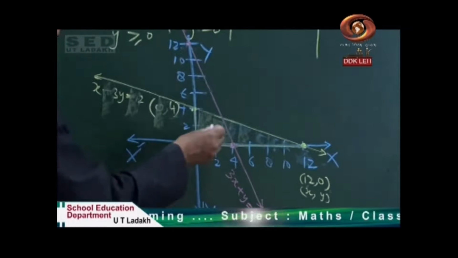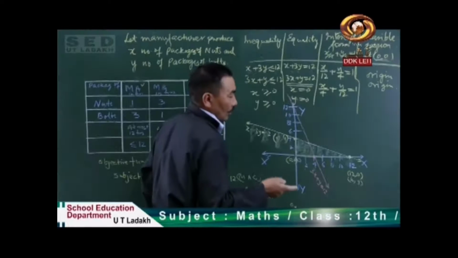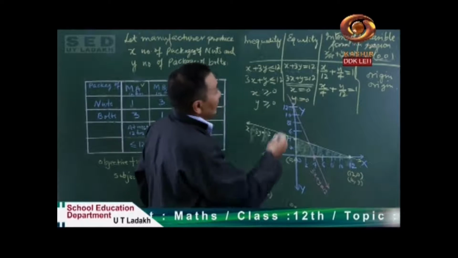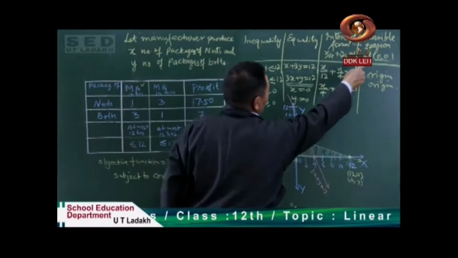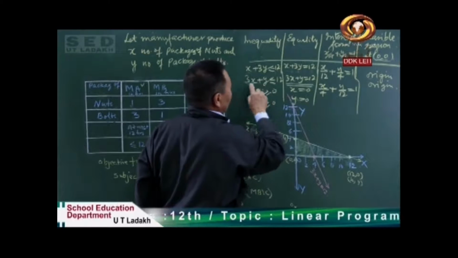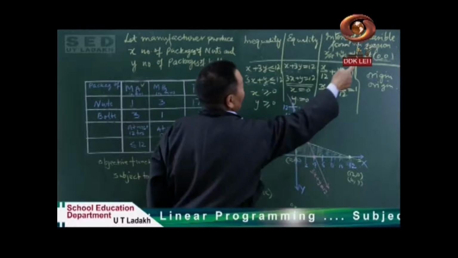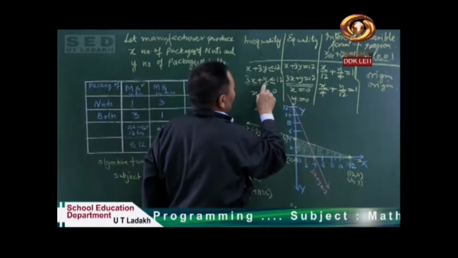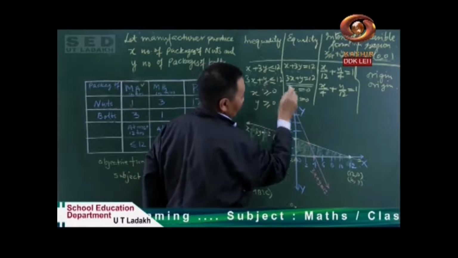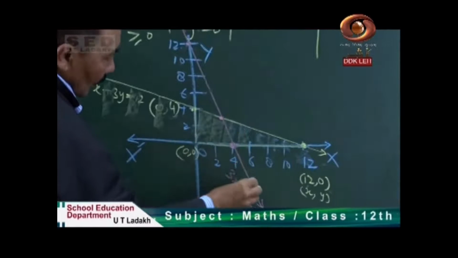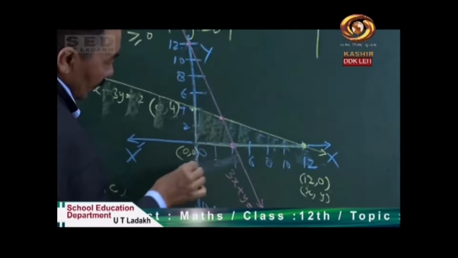So these two lines intersect here. We have to find out that point. If we use this 0, 0 here, then it will again be true. 3 into 0 plus 0 will become 0, 0 less than 12. That means we have to shade it towards origin, towards origin means this way.